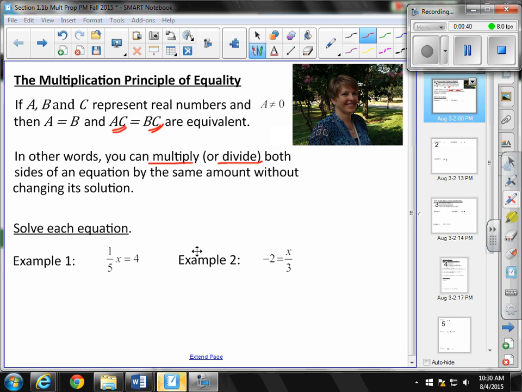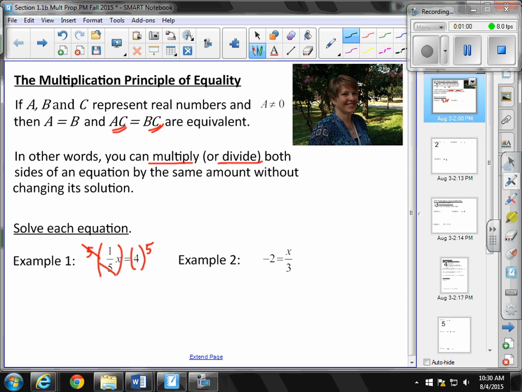Example number 1, 1/5 x equals 4. Well, 1/5 means 1 divided by 5. So where I'm dividing by 5, if I want to clear that fraction, I multiply both sides of my equation by 5. 5 over 5 cancels, leaving me with x equals 4 times 5, or 20.